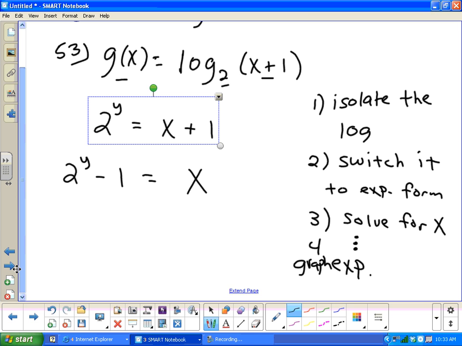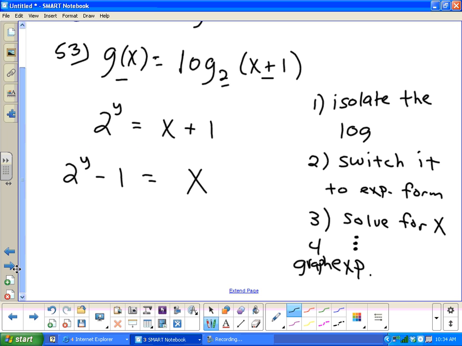Now, the only thing is it's going to be a little bit backwards. Remember how we graph the exponentials? We say what makes the exponent 0, what makes the exponent 1. The only difference here is the exponent is not in terms of x, but in terms of y. So I'm going to pick y values and get x values. Okay? And now, what's going to happen with my asymptote?